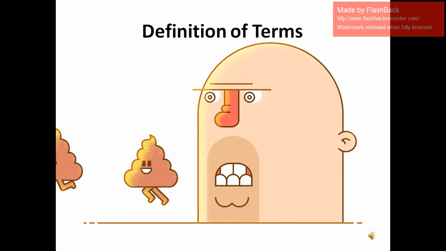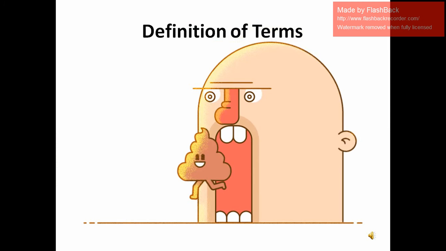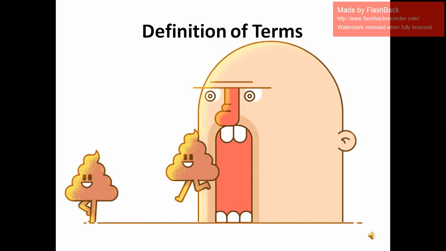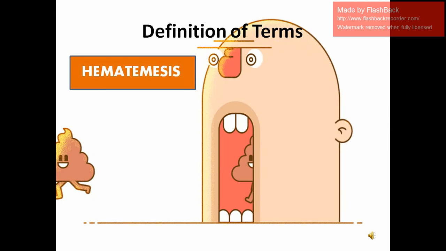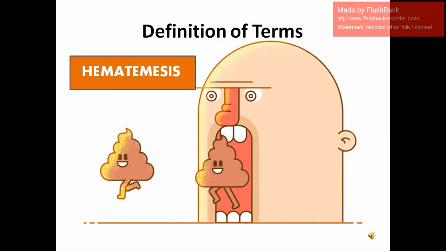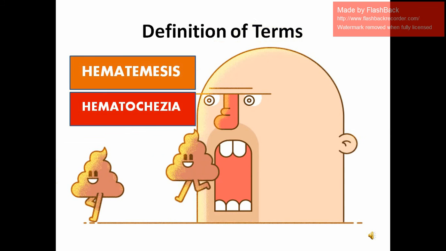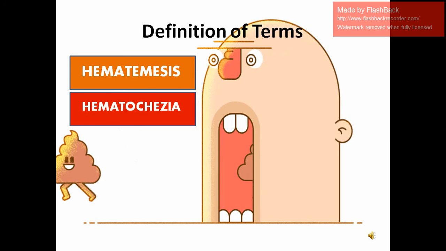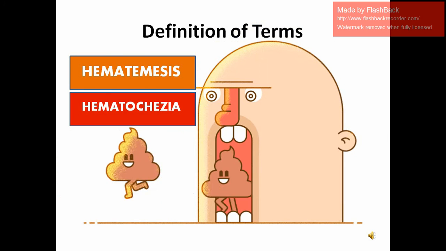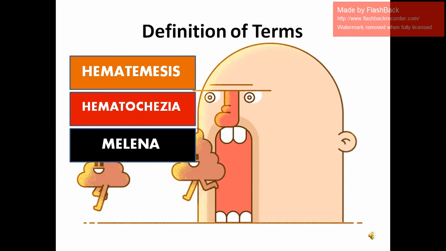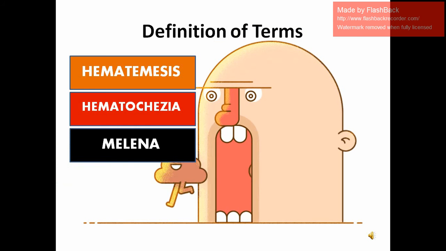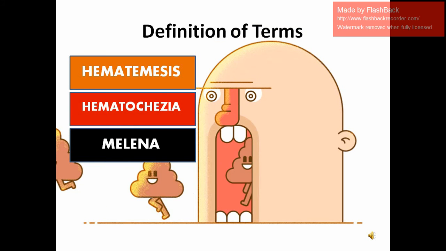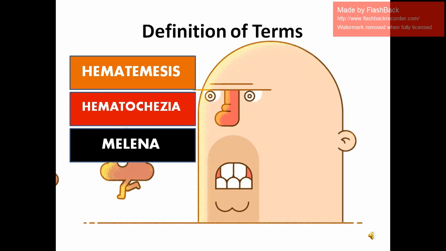Let us define first certain terminologies that are related to bleeding. Hematemesis is the vomiting of red blood or coffee ground material. Hematochezia is the passage of red or maroon blood from the rectum. Melena is the passage of black, tarry stools that is composed largely of blood that has been acted on by gastric juices. This is indicative of an upper GI bleeding.